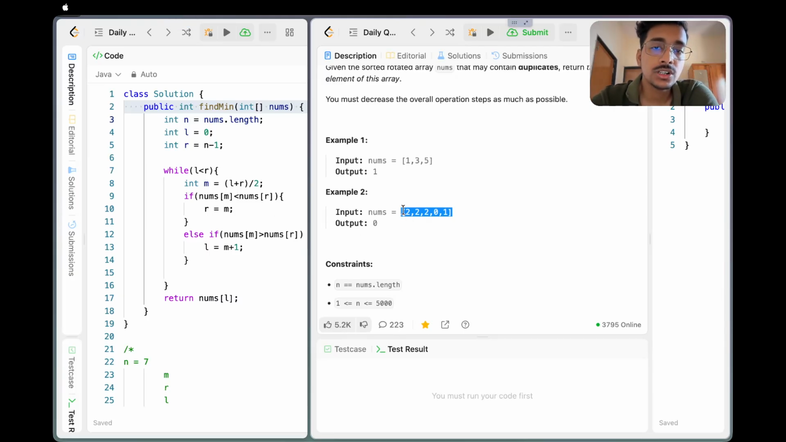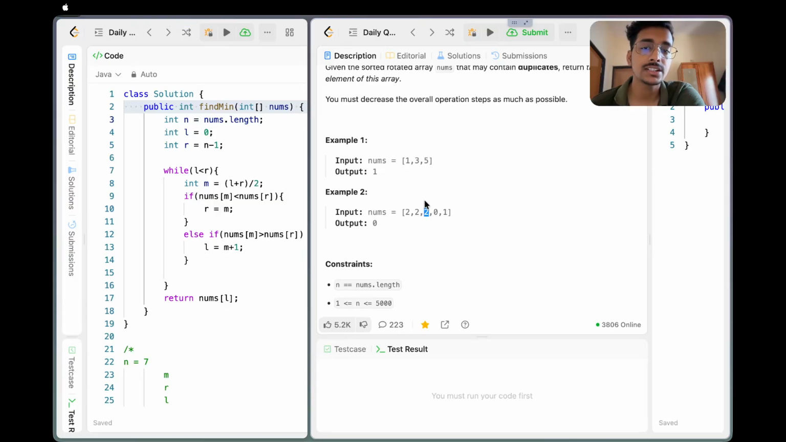Okay, so my L is at this position and R is at this position, and mid will be 0, 1, 2, 3, 4. Mid will be at 2. At this point it will check whether mid is less than nums of r or not. Yes, it is less. What it will do, it will simply replace r with the mid.